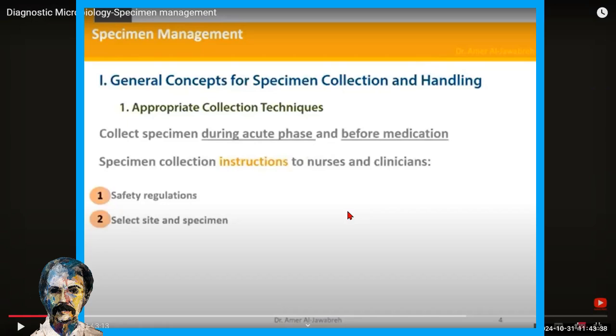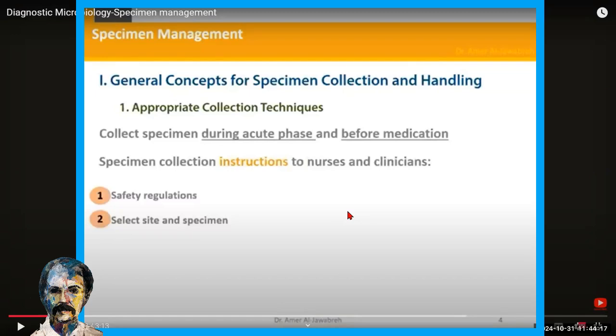Safety regulations. What do I mean by safety? If you are dealing with samples, you should have gloves on. Maybe this bacteria's mode of transmission is airborne, so you have to have gloves, a mask, maybe a lab coat. Many of these safety precautions should be taken into consideration. Otherwise, you might get yourself infected. So safety regulations are very important, not only for collecting. This is a hospital, and safety regulations in hospitals are taken as top priority.